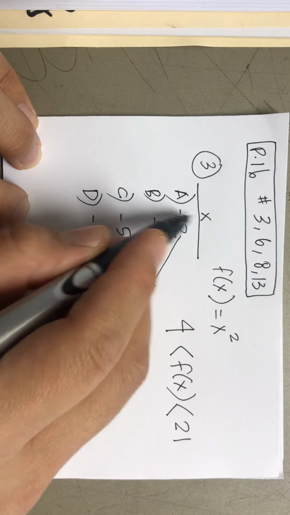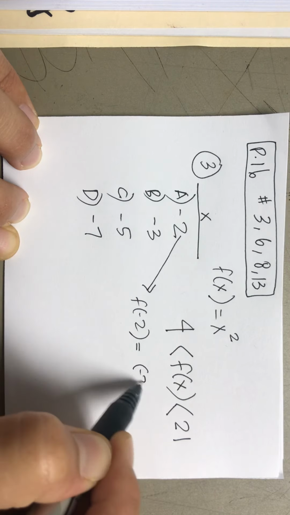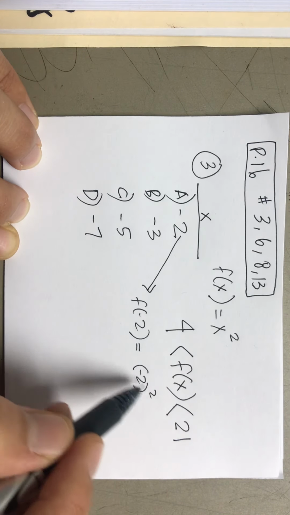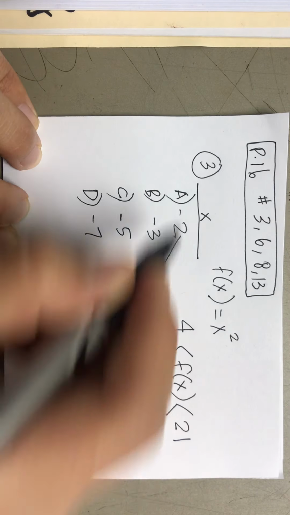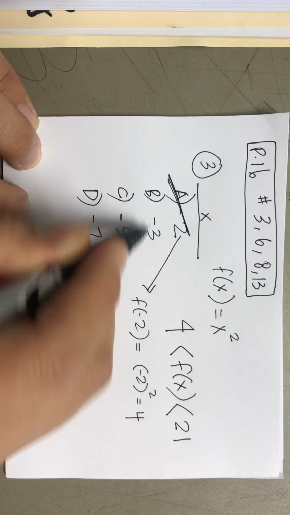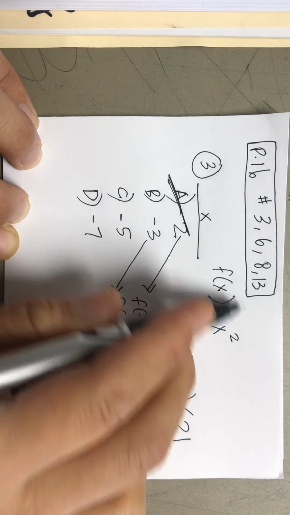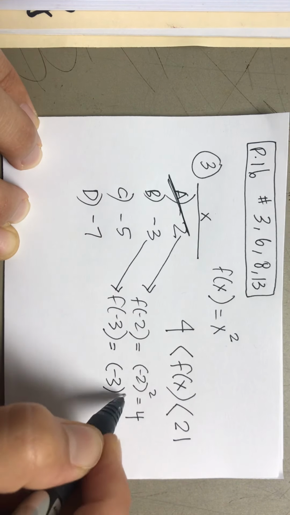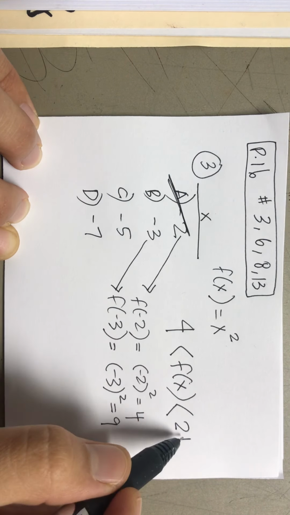Okay, if you take -2 and that's your x, f of -2 equals -2 squared. Okay, that is going to be +4. Is +4 greater than 4? No. Okay, so you go here to -3, f of -3, and you're going to plug it in, and it's going to be -3 squared, which equals 9. Is 9 in between 4 and 21?